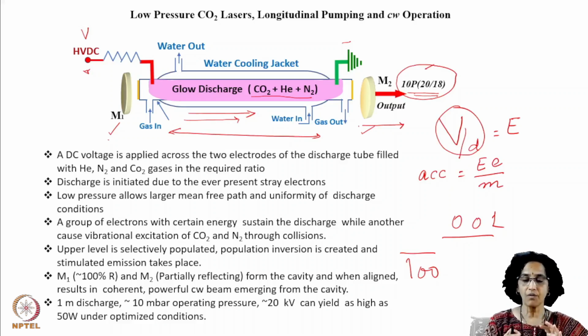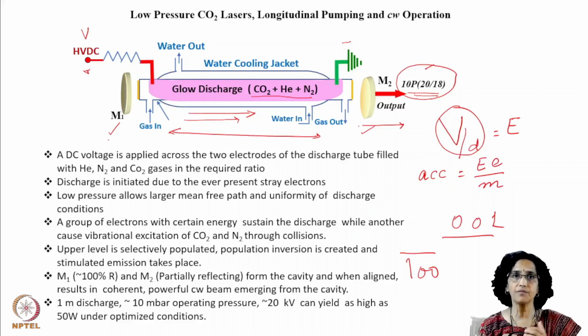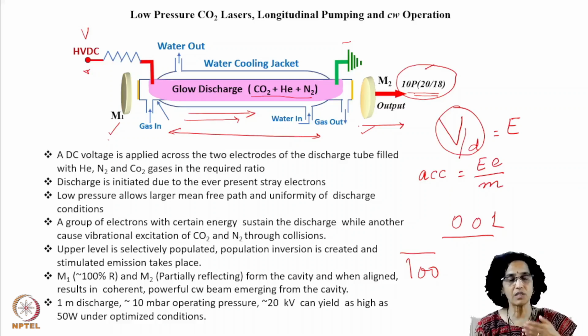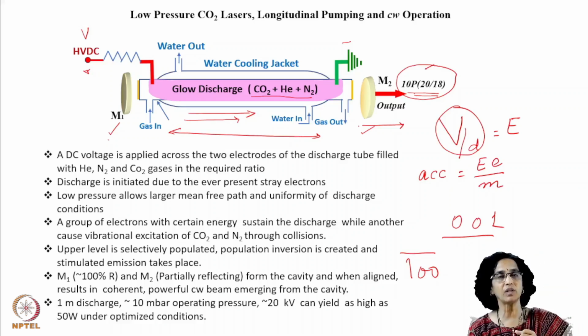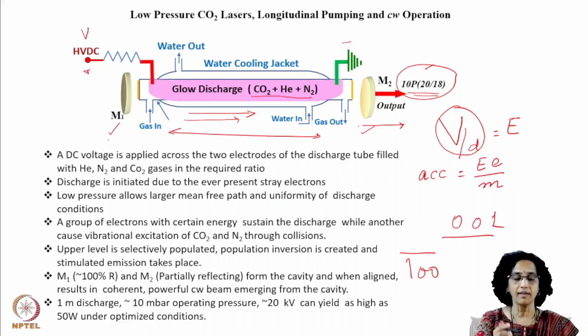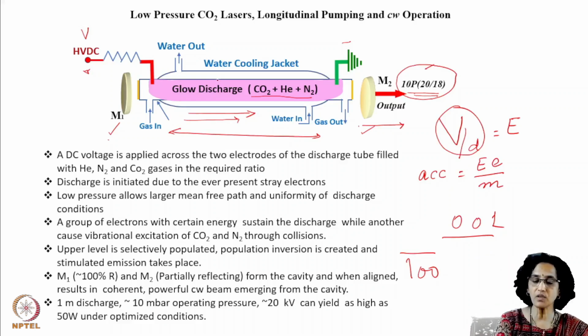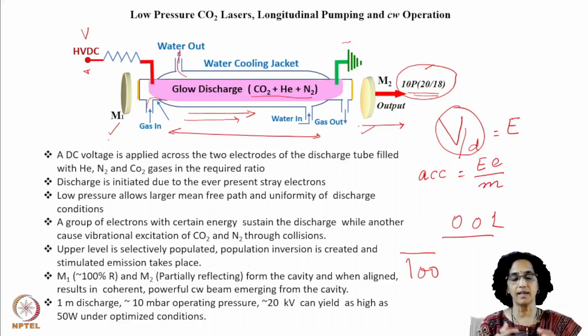CO2 laser being very efficient, for a 1 meter discharge, one can get as high as 50 watts under optimized conditions. Now, a lot of energy also goes as heat. We have seen that helium is required to depopulate the lower laser level, conduct away that energy as heat, and that is deposited on the walls of the discharge tube, which is conducted away by flowing water, which flows through the discharge tube and takes away that excess heat.